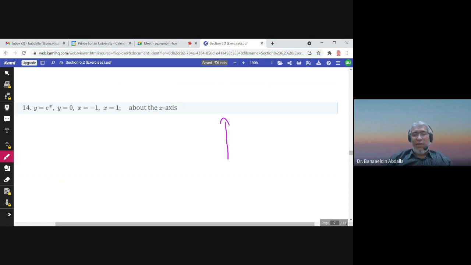y equals e to the power x. y equals 0, the x-axis. x equals negative 1 is this line. x equals 1, it is this line. e to the power negative 1 is 1 over e. So if this is 1, 1 over e is about here. And if x is 1, this is 1, this is negative 1. If x is 1, e to the power 1 is e, which is 2.7, so it's about here. And of course, we know that e to the 0 is 1. So this is the graph of the curve y equals e to the power x between negative 1 and 1.